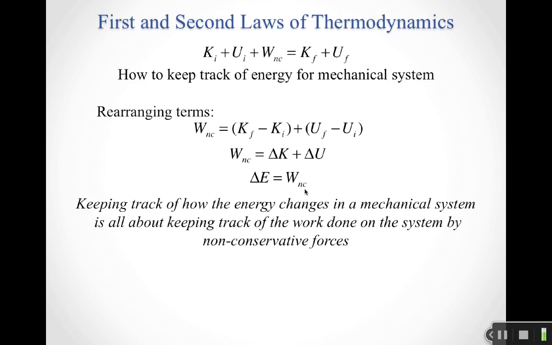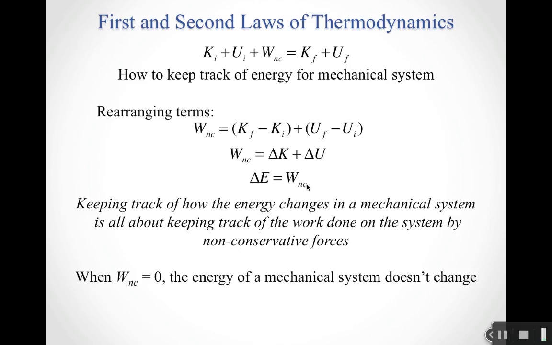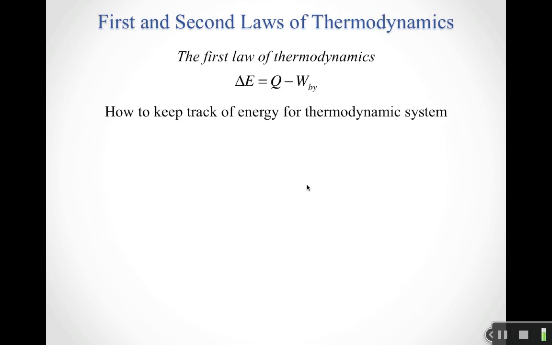So what this tells me is that keeping track of how the energy changes in a mechanical system is all about keeping track of the work done on the system by non-conservative forces. We know our conservative forces will transfer the energy back and forth between kinetic and potential. But in terms of changing the overall energy of the system, you need non-conservative forces to do work in order for that to happen. So when there isn't any work done by non-conservative forces, then the energy of the mechanical system doesn't change, which is, of course, another way of saying energy is conserved.